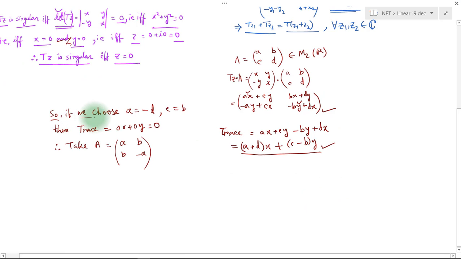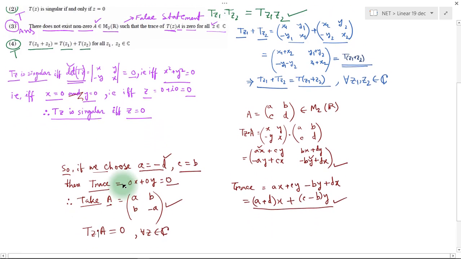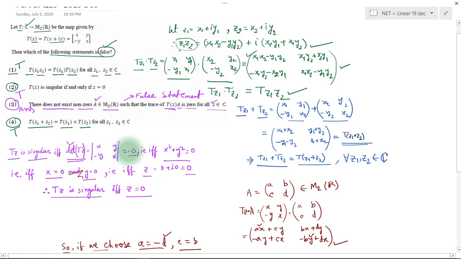Now if we choose a equal to minus d and c equal to b, then the trace will be 0. So if we take A as [a, b; b, -a], then the multiplication of TZ with A will have trace 0 for all complex numbers. So we have an existence of a 2 cross 2 real matrix for which this statement holds. So that's why this option 3 is false, and this is our answer.